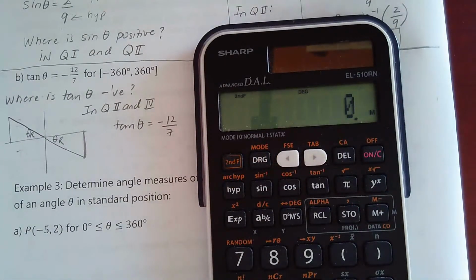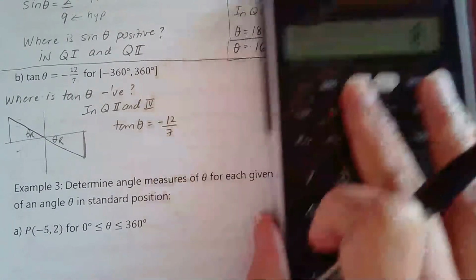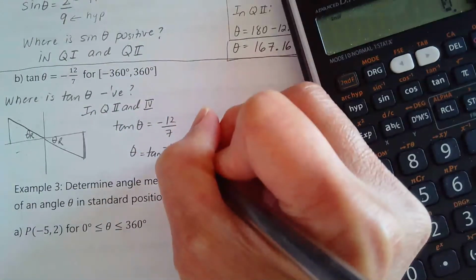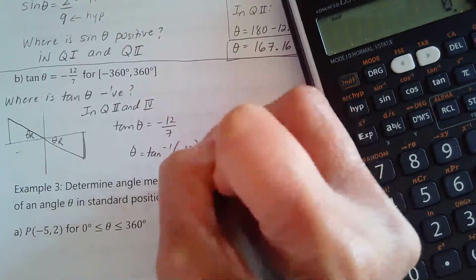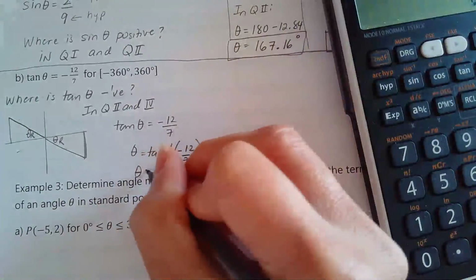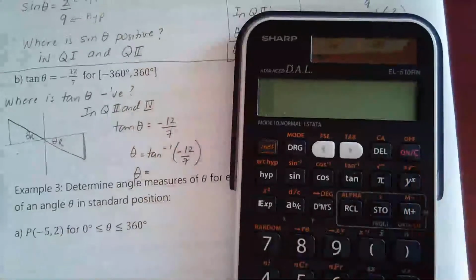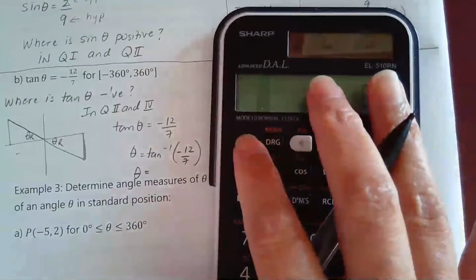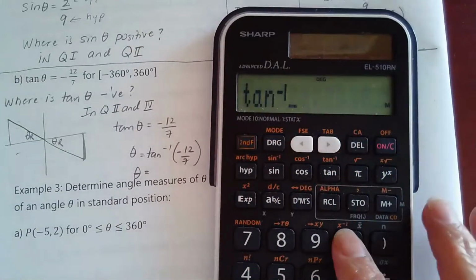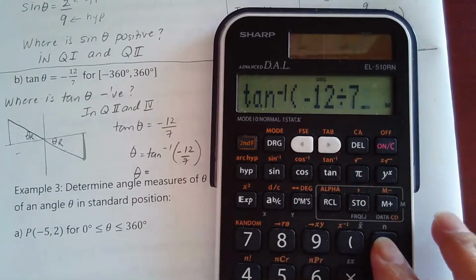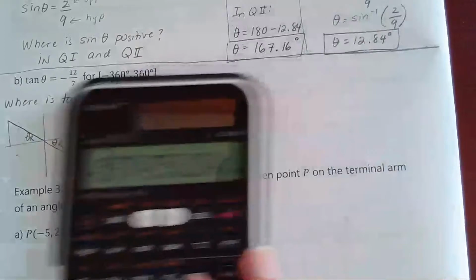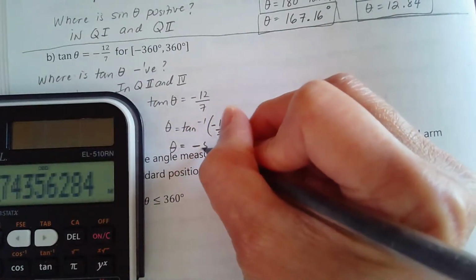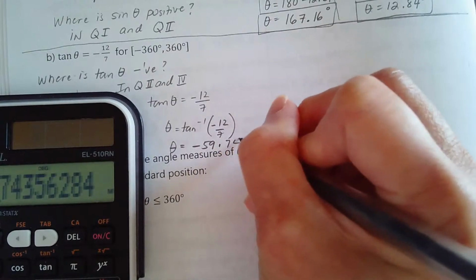Second function, tan inverse. Okay, I'll just write it down first. Tan inverse of negative 12 over 7. Tan inverse of negative 12 divided by 7. Okay, we got negative 59 degrees, negative 59.74 degrees.